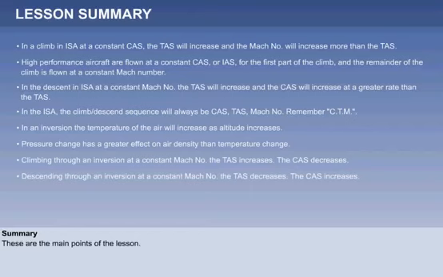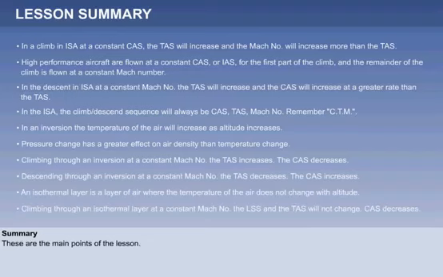CAS increases. An isothermal layer is a layer of air where the temperature of the air does not change with altitude. Climbing through an isothermal layer at a constant Mach number, the LSS and the TAS will not change. CAS decreases.